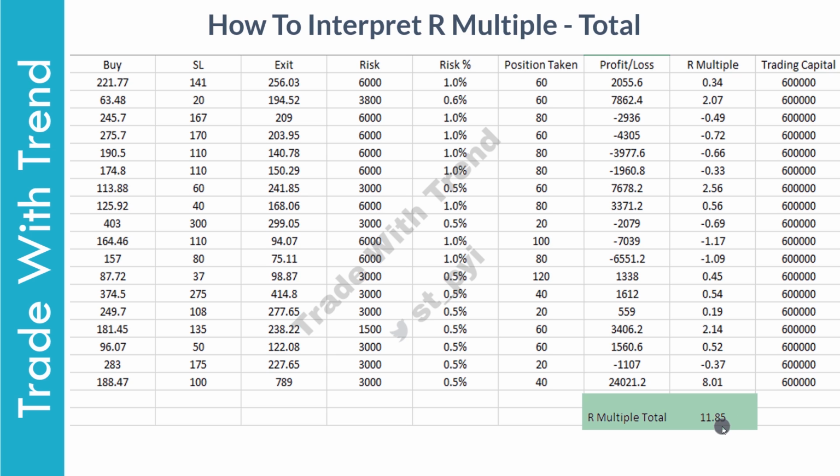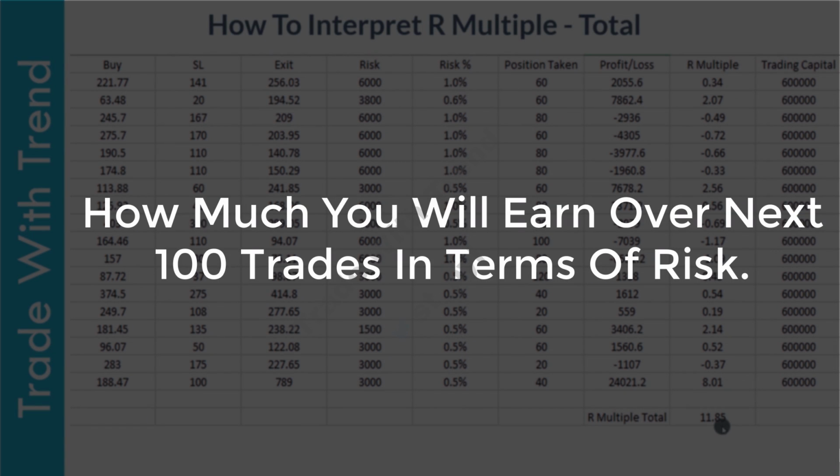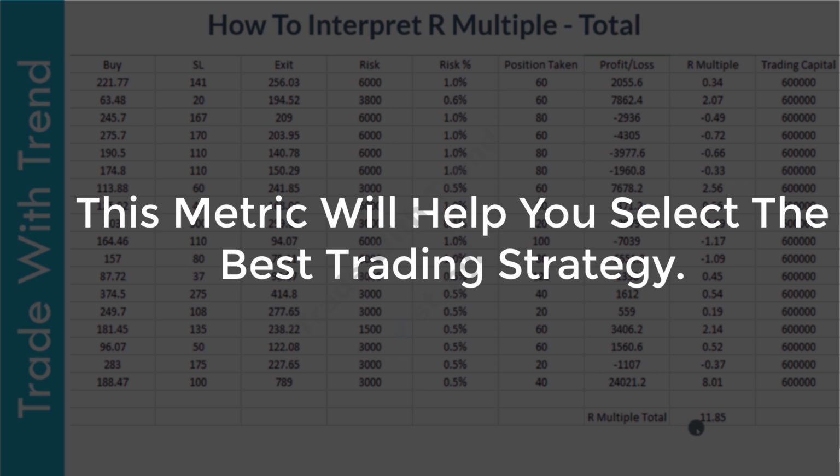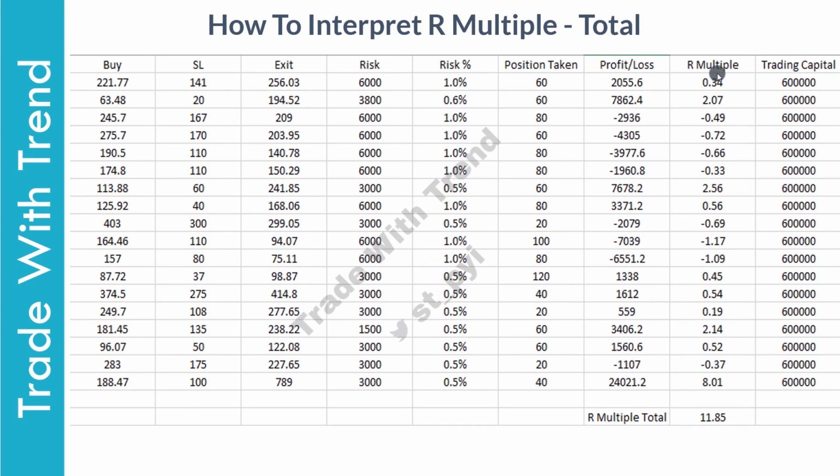Now computing this data point is important on 2 counts. Number 1, this is required to learn how much you will earn over the next 100 trades in terms of your initial risk. And number 2, this will help you decide if you should be trading this current strategy. In this example, if you see, total R multiple for 20 trades is 12.